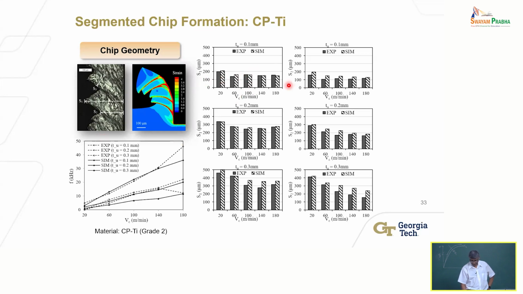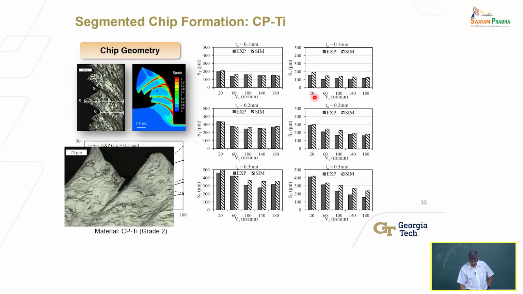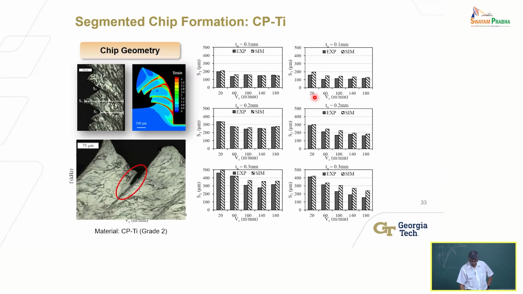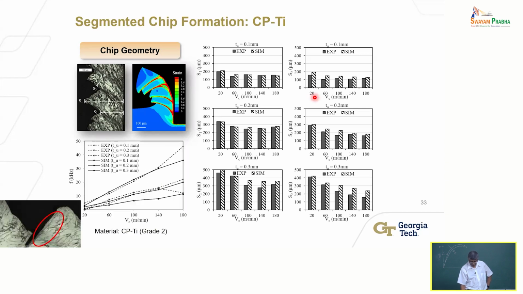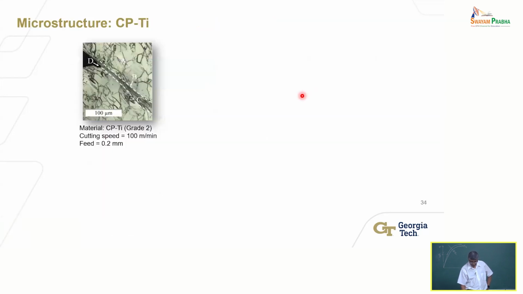We can actually predict the thickness of the chip, how it changes. This is what this is showing. As a function of cutting speed, I can predict it reasonably accurately, the chip thickness variation. Let's see. I can also predict what is going on there. So here is looking at a gap between the high strain regions, between two segments of that chip.